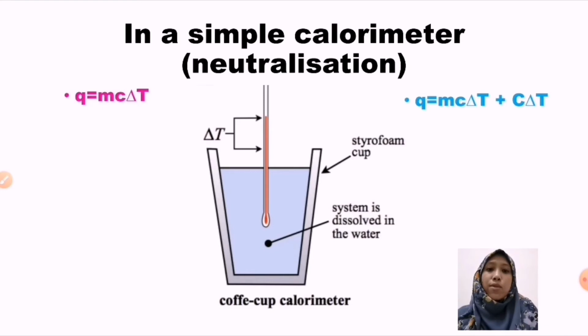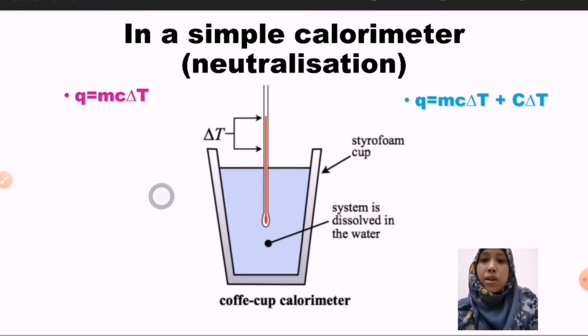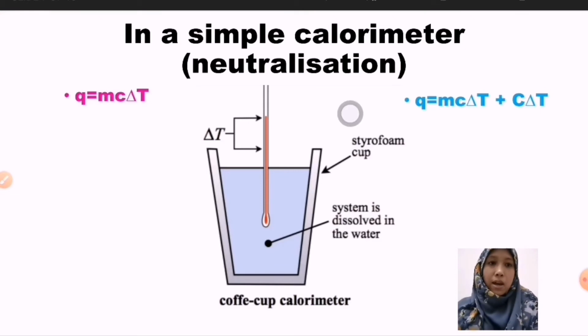So neutralization ni selalunya akan berlaku dalam simple calorimeter. Kalau awak buat eksperimen, sepatutnya kita akan buat dalam styrofoam cup je. Okay, and then kita akan tutup lah. And then neutralization process akan berlaku kat dalam ni, and then kita akan tengok berapa perbezaan suhu yang berlaku bila neutralization process takes place. So ada dua equation yang kita boleh guna dekat sini. It's either Q equals to MC delta T ataupun Q equals to MC delta T plus C delta T. So bergantung kepada maklumat yang diberi dalam soalan.